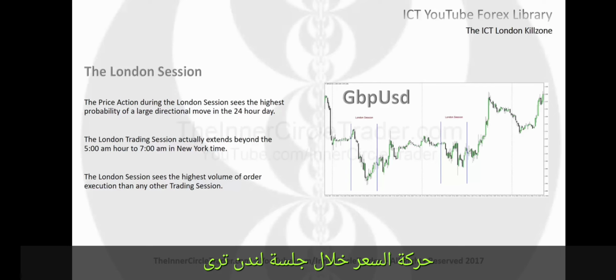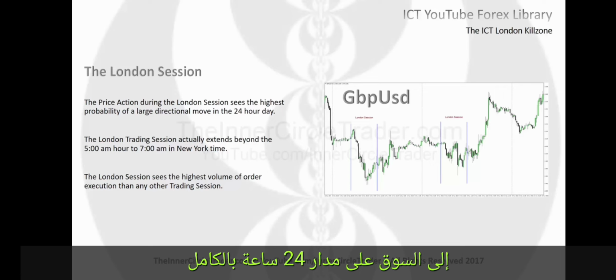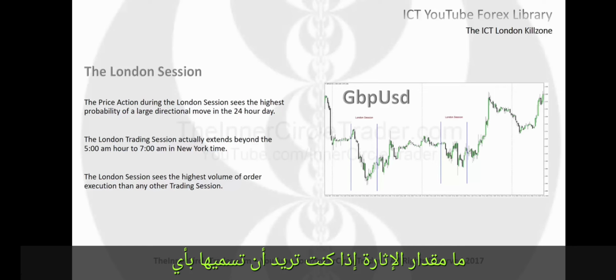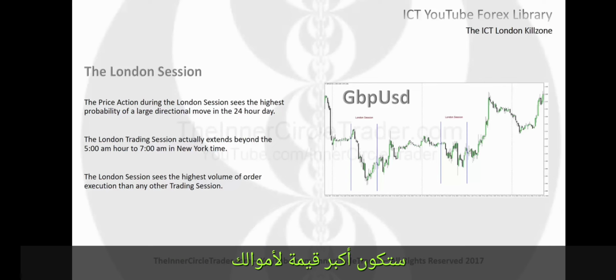But the price action during the London session sees the highest probability of a large directional move in the 24-hour day. So what does that mean? If we were to look at the entire 24-hour market and pick a beginning point and follow it around the entire world, and where it began, it'll end. So we have 24 hours of time. If we were to measure the volume, or how much action, if you want to call it any other word, in layman's terms, the most bang for your buck is going to be in the London Open.